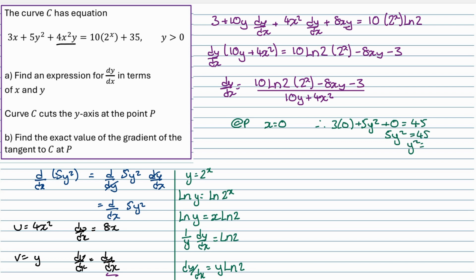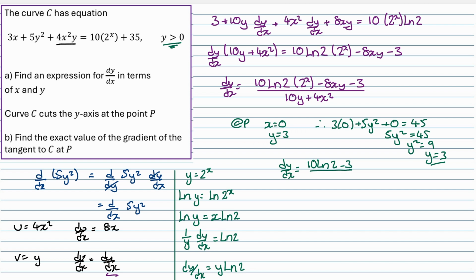So y squared will equal 9. And we know y is greater than 0. So y must equal 3. So at P, x equals 0, y equals 3. Now we can work out the gradient. So dy by dx. We'll substitute in the 0 for x here. And we'll just get 1. So this will become 10 ln 2. When we substitute in the 0, this term will go. So we'll just get negative 3.